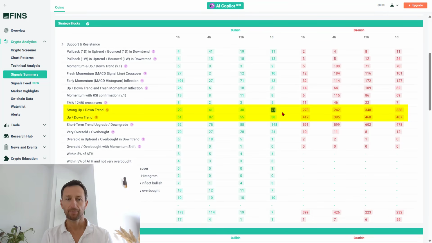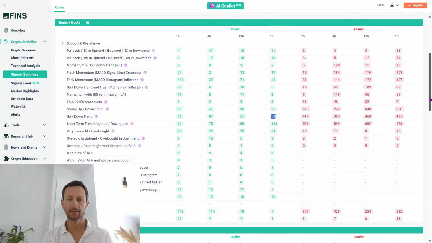Out of 2,000 assets that the platform monitors, only about 27 are in an uptrend across the short-term, medium-term, and long-term horizon, while 338 assets are in a downtrend. And we're talking about strong uptrend and strong downtrend. So it is 10, 15 to 1 in terms of assets in downtrend versus uptrend. We're still mostly in a downtrend for most assets.